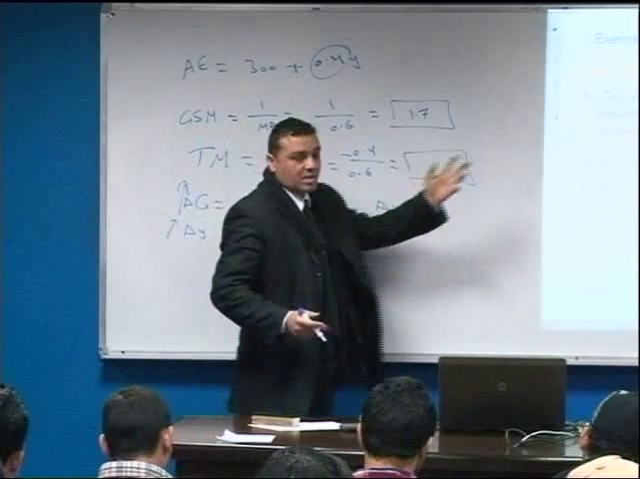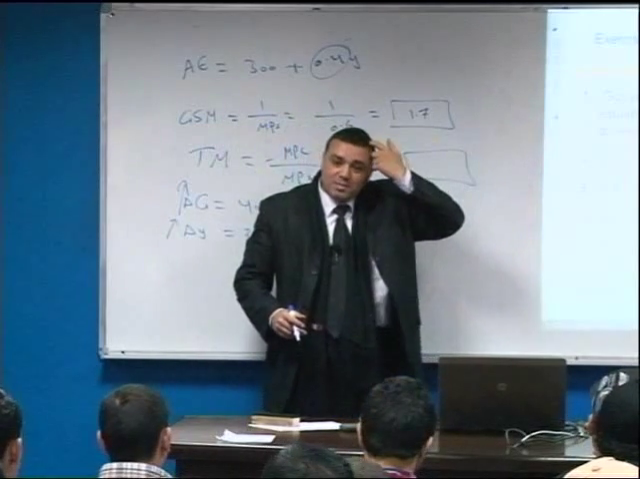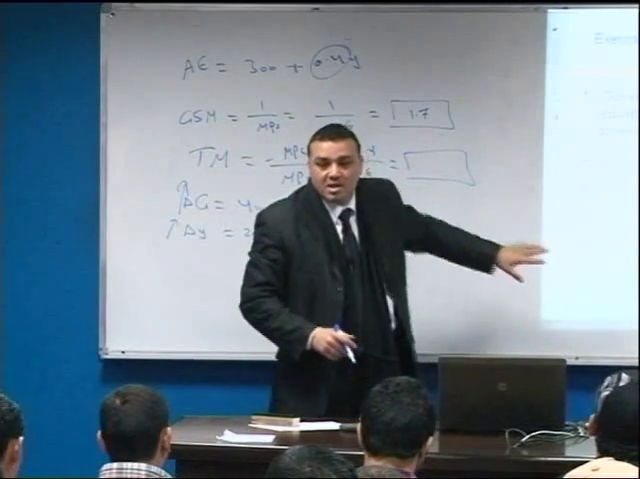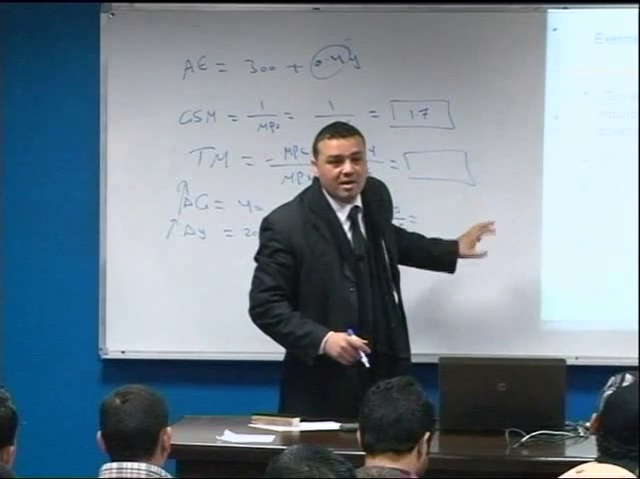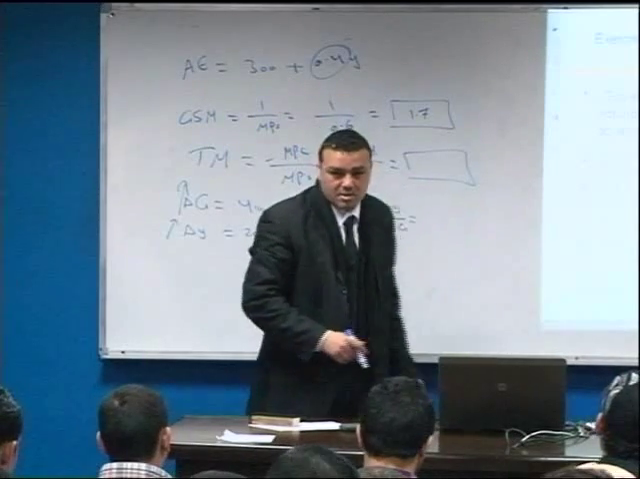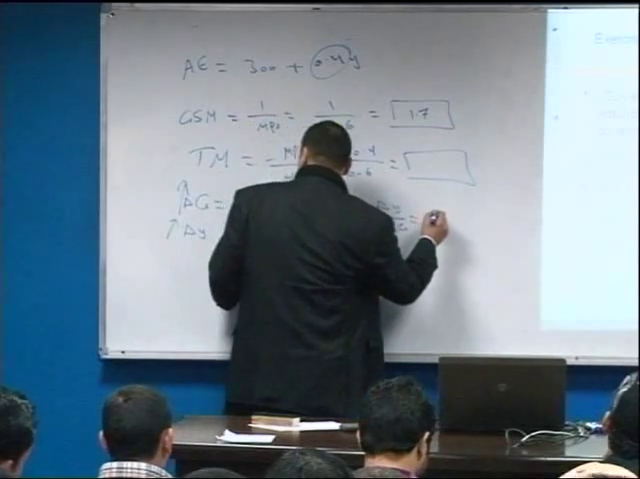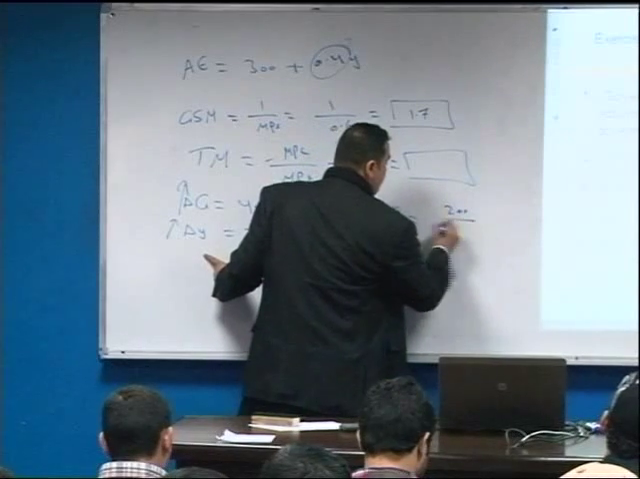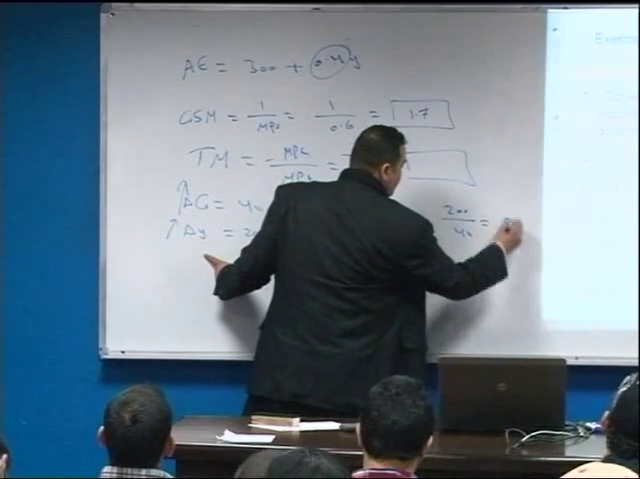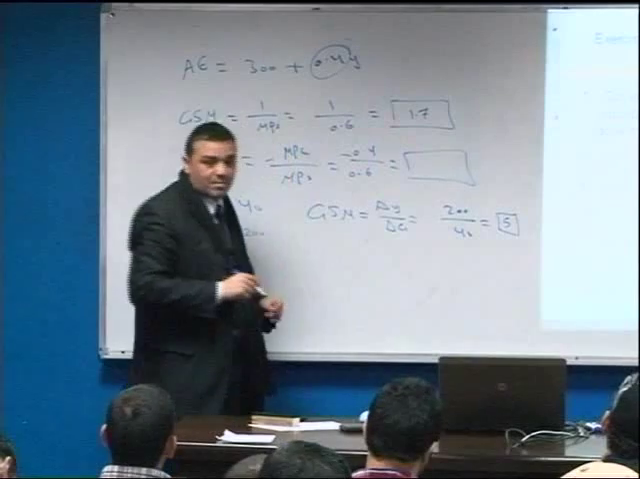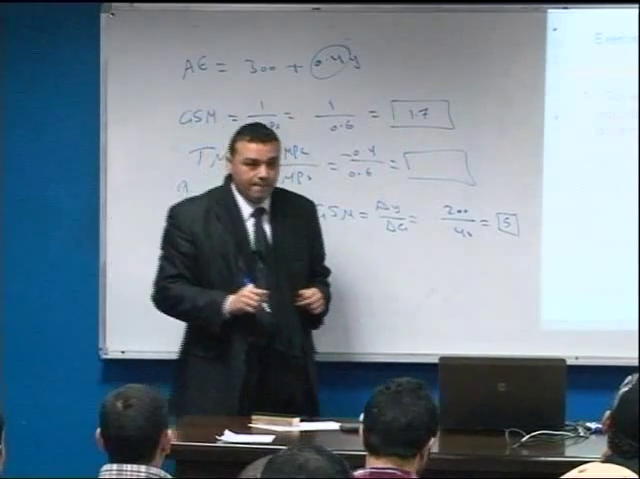But I am not given the MPS or the MPC, therefore I have to use the given information. So it equals 200 over 40 equals 5. This is the government spending multiplier. Right? Okay.